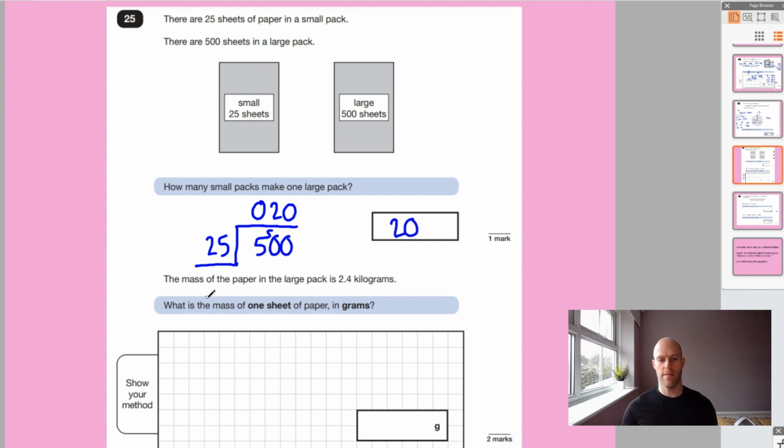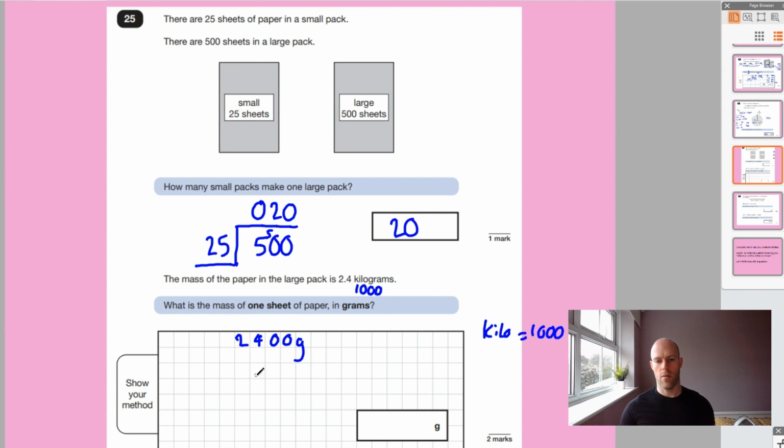The mass of the paper in a large pack is 2.4 kilograms. What is the mass of one sheet of paper in grams? Man, okay. So 2.4 kilograms. Kilo means 1,000. So 2.4 times 1,000, 2,400 grams. Just need to know that kilo equals 1,000. Write that at the side of your page if you need to. So the whole lot is 2,400.